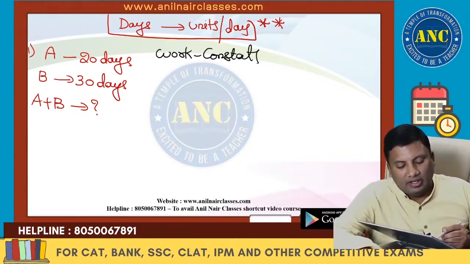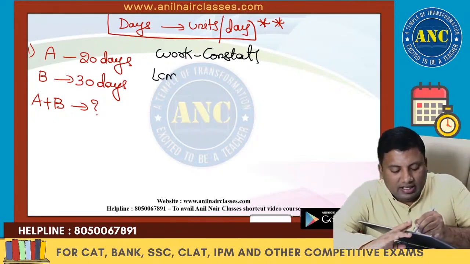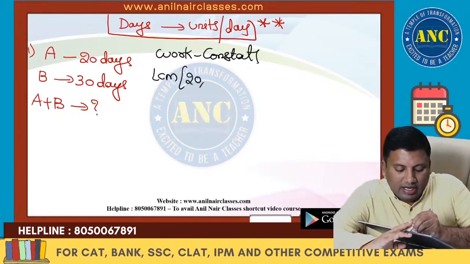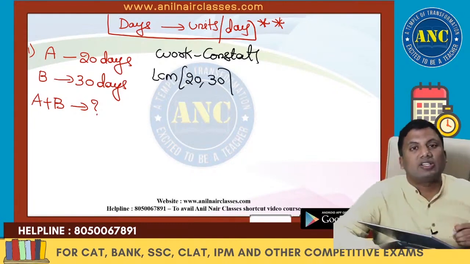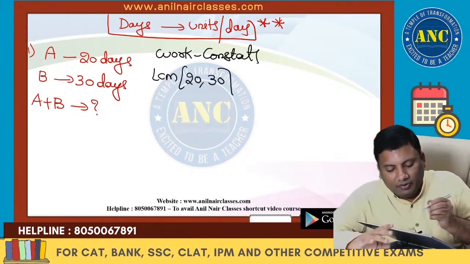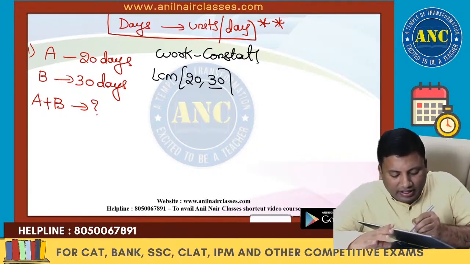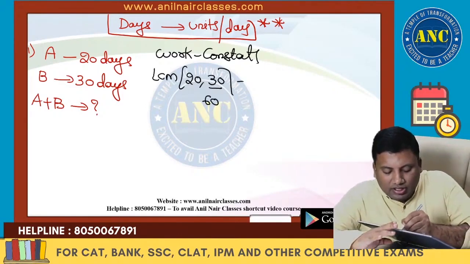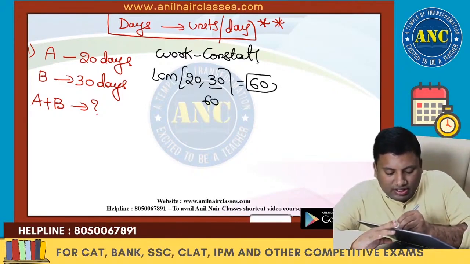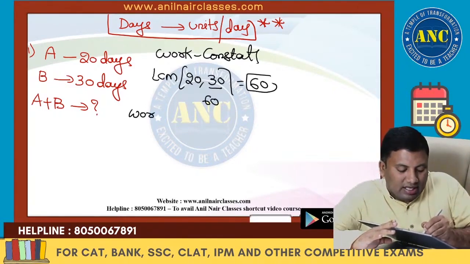Work will be there in units. So take the LCM of 20 and 30. 30 is not a multiple of 20. Next number, 60. 60 it is there. So work is taken as the LCM of the given days, 60.